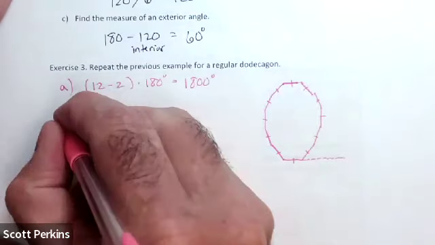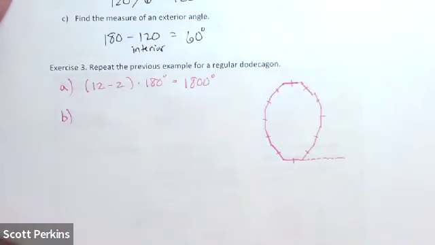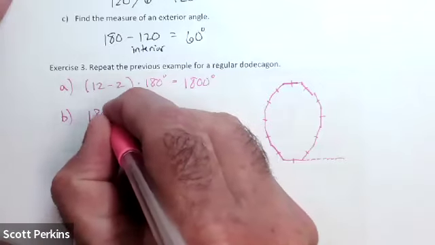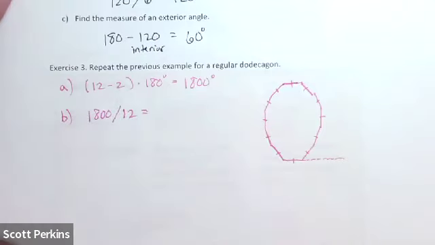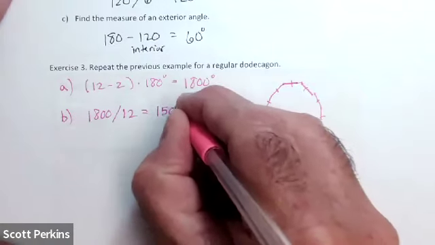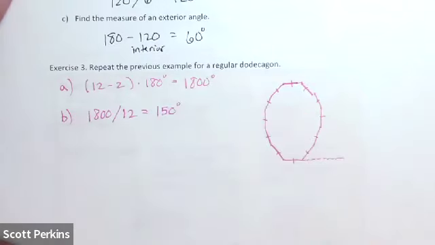The B part, since I told you it's regular, we can find the measure of each individual interior angle. That is going to be the 1,800 divided by 12. And does that turn out to be 150? Is that what that is? All right, great. Without a calculator, I am eating it up today. Great. All right, 150 degrees.